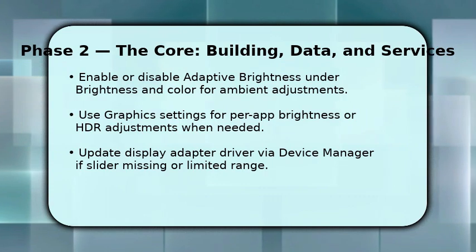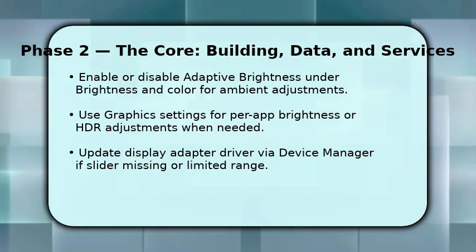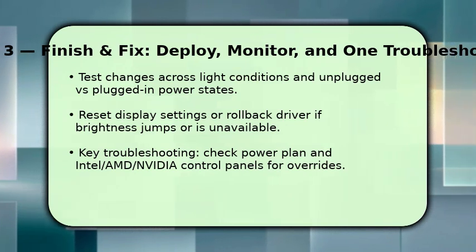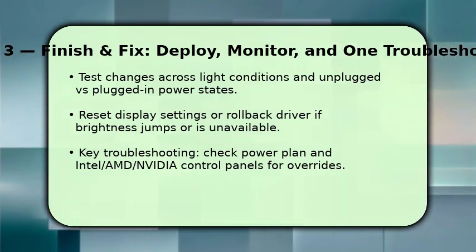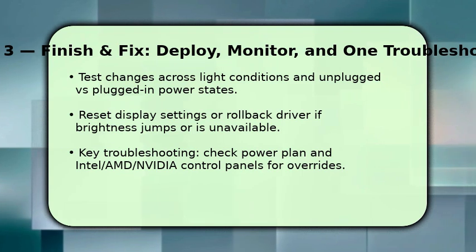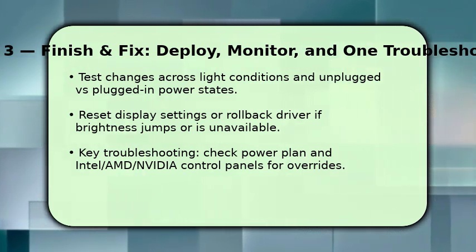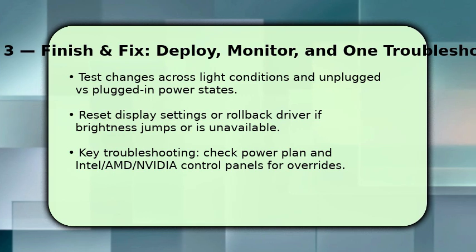To finish, test your adjustments in different lighting and with AC versus battery power. Some power plans reduce brightness on battery to save energy. Make sure HDR is off if colors look wrong, and check vendor control panels. Intel, AMD, or NVIDIA often override Windows.